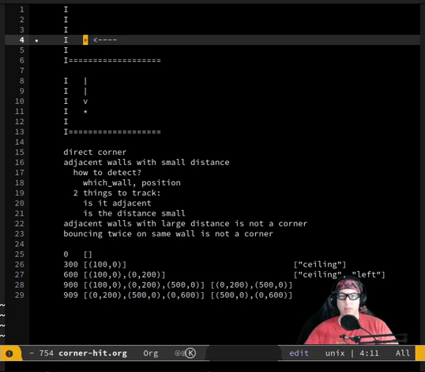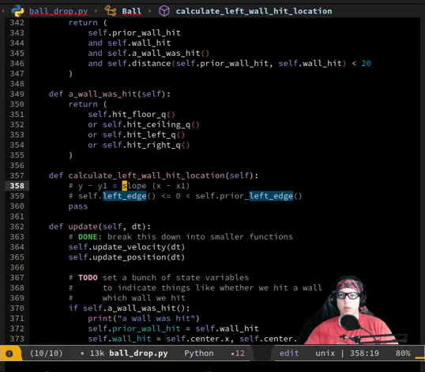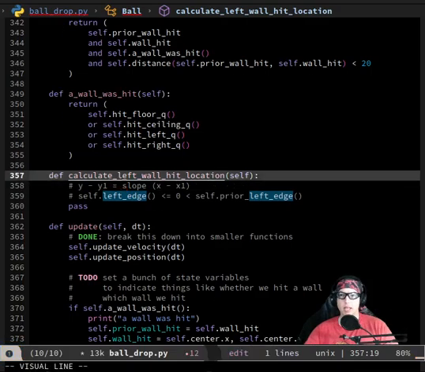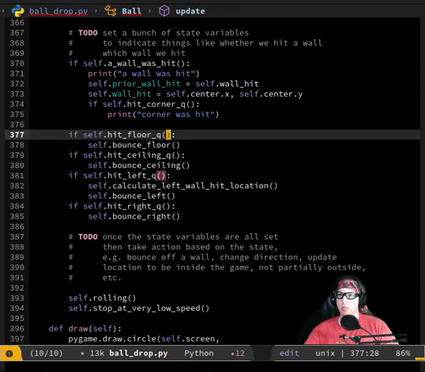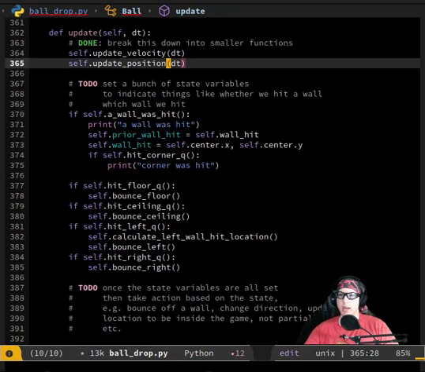But I think if we use this point and this point, we should be okay. My question was, how do we get the y of the outside point? Oh, we don't have the y value by the time we get here, we have already updated position naively.